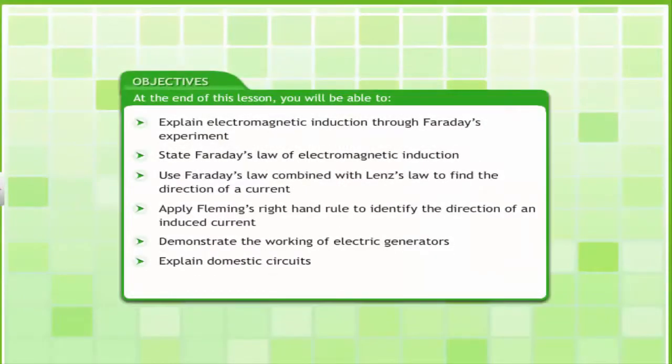At the end of this lesson, you will be able to explain electromagnetic induction through Faraday's experiment, state Faraday's law of electromagnetic induction, use Faraday's law combined with Lenz's law to find the direction of a current, apply Fleming's right-hand rule to identify the direction of an induced current, demonstrate the working of electric generators and explain domestic circuits.